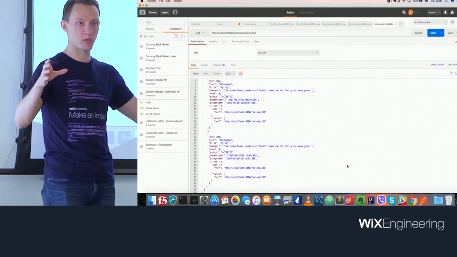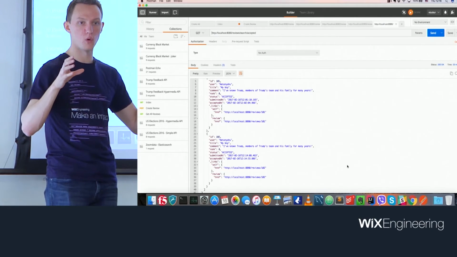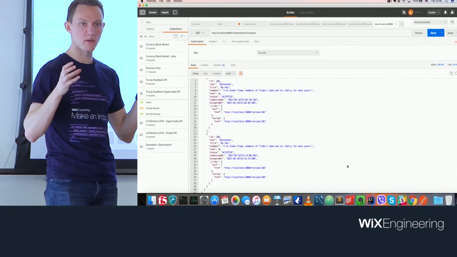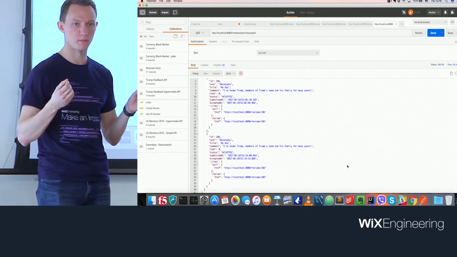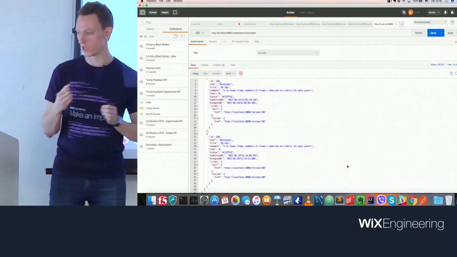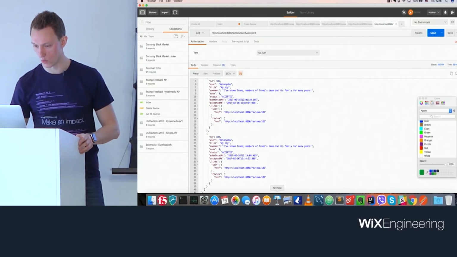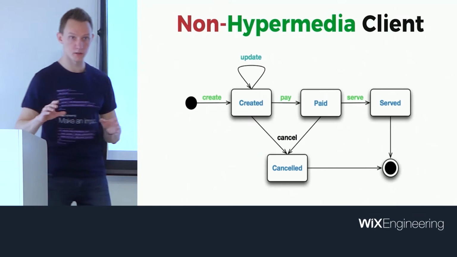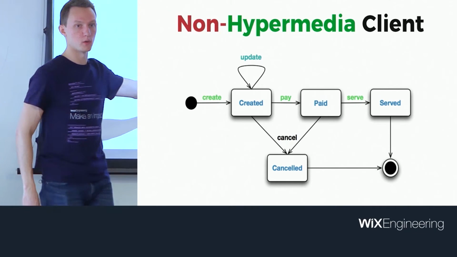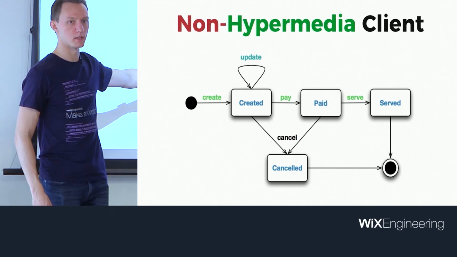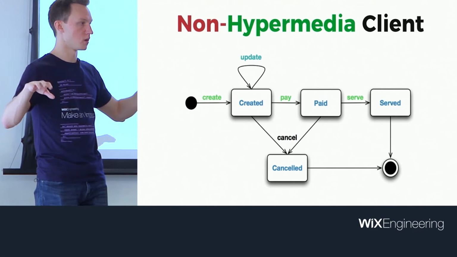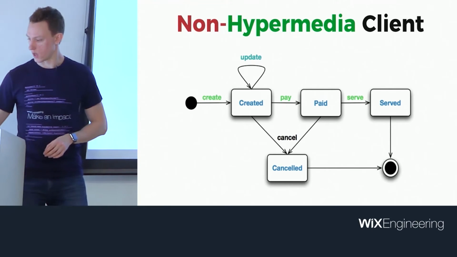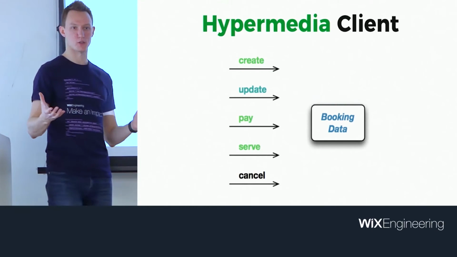And now comes the tricky part. You still have to know how to execute the action. Okay? You still have to know the associated data. The difference is in what you know, but let me show you this. Another example, booking. Here is what the non-hypermedia client has to know, right? It has to know all the transitions, all the rules, and all the data that is going back and forth.